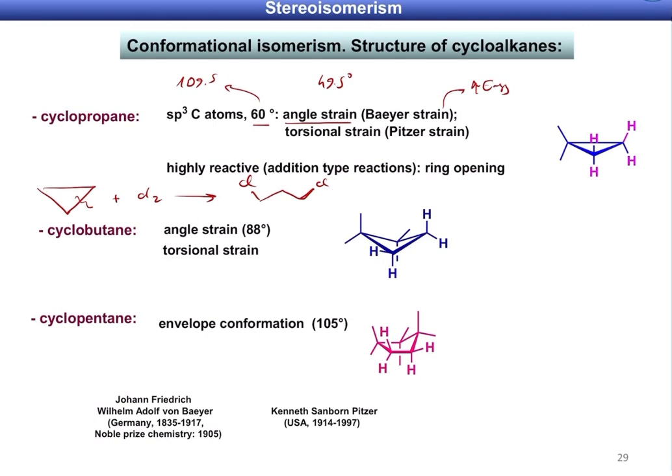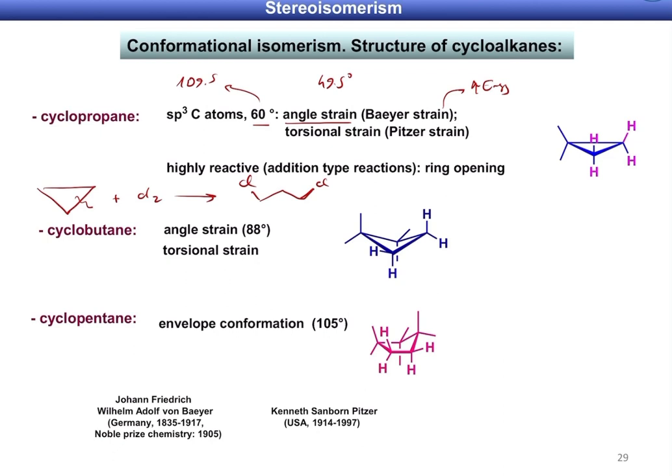Cyclobutane compared to cyclopropane is better, and repulsion is lower, angular strain or Baeyer strain is lower, torsional strain is lower, or Pitzer strain is lower, because the angle is 88, but it has a torsional strain, okay? And in the shape, you see, it is like an envelope form, and it is not planar. But compared to the cyclopropane, it has a higher stability, lower energy.